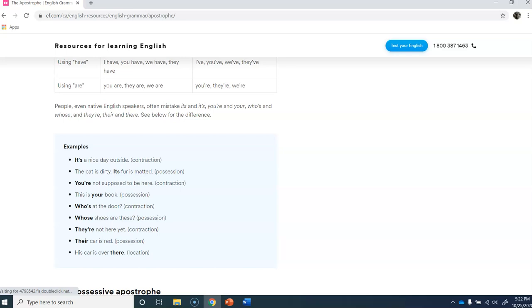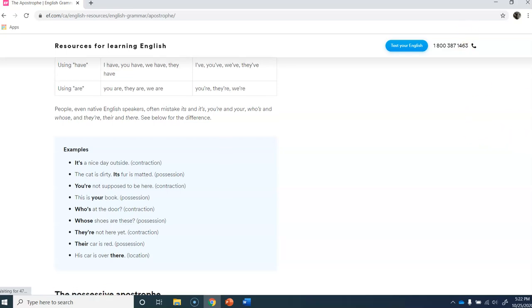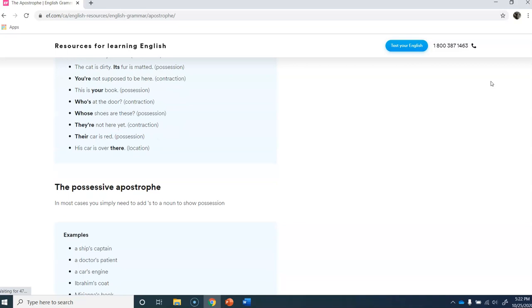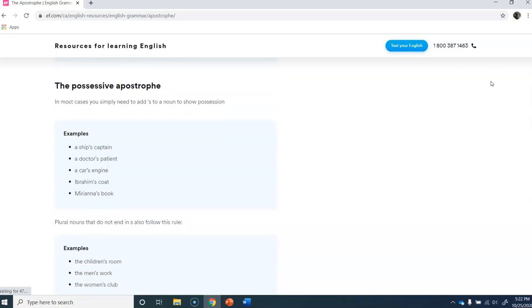Remember, the easy way to tell whether you need an apostrophe or not with a contraction is to ask yourself if you're leaving out a letter. Are you jamming 2 words together to form a new word? Possession is the other place where we use the apostrophe, and the possessive apostrophe can be a little bit tricky. So I'm just going to scroll down and we're going to take a look.